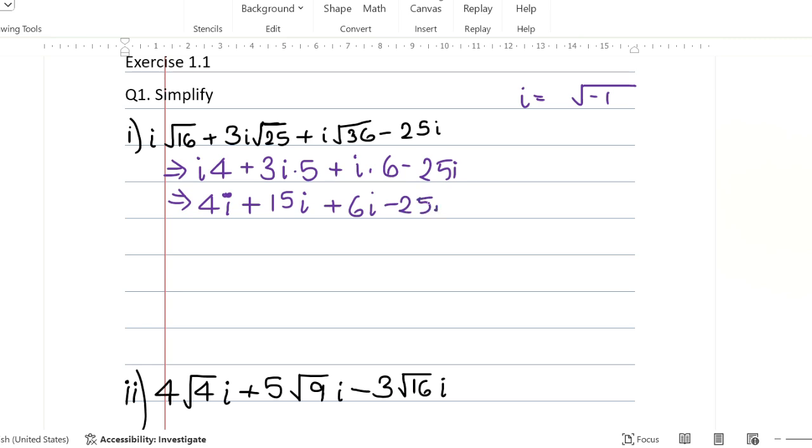तो अब हम क्या कर सकते हैं? i को हम लोग कॉमन ले सकते हैं, करेक्ट? सो हम क्या करेंगे? i को कॉमन लेके you will take 4 plus 15 plus 6 minus 25, right? So what do we get? i into 4 plus 15 is 19, 19 plus 6 is 25, minus 25 is 0. So what do you get? The answer is 0.